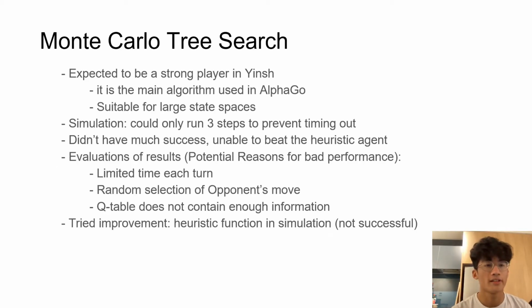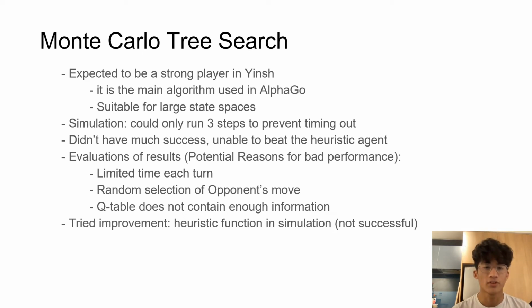The third agent we decided to implement is a Monte Carlo tree search. We expected it to be a strong player in Yinsh because it's the main algorithm used in AlphaGo, and the state space in Go is way larger than Yinsh. In the actual implementation for the simulation, I limited it to only run through the 3 more steps from the current state to prevent timeout. The Monte Carlo tree search doesn't have much success. It was not even able to beat the heuristic agent.